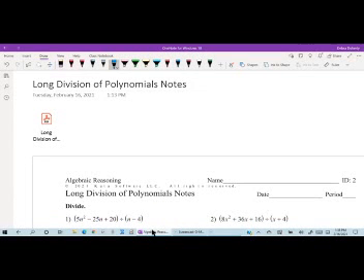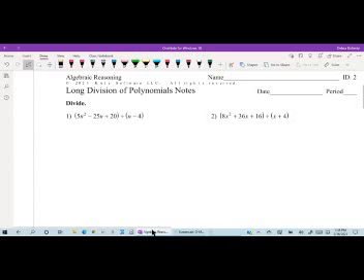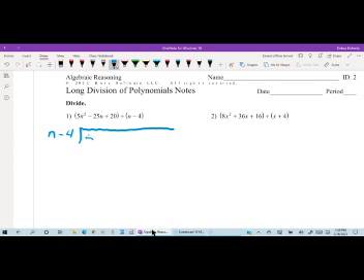All right, we are in algebraic reasoning. This is going to be the long division of polynomials. And we are going to start out with dividing the quantity of n minus 4. That's going to be our divisor, and our dividend is going to be 5n squared minus 25n plus 20. So we're going to write this down.